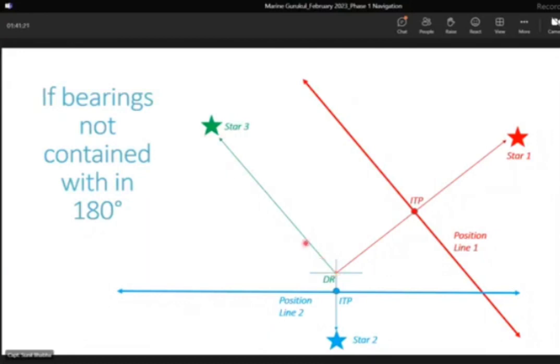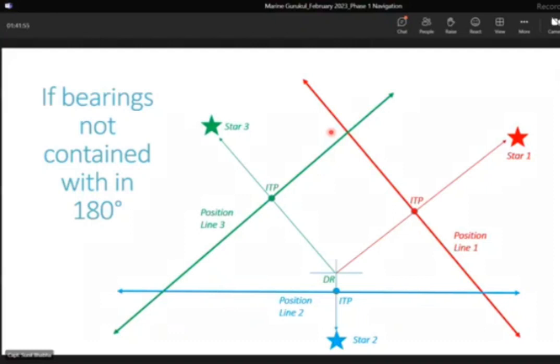So from the DR position I go a distance equal to the intercept towards the star and I reach up to the ITP, intercept terminal point. ITP point is marked and the PL passes through the ITP and is perpendicular to the azimuth of the body. So we have all the three position lines on the screen now: red color PL, blue color PL and the green color PL, not intersecting at a single point but instead making a triangle. So this is a cocked hat.